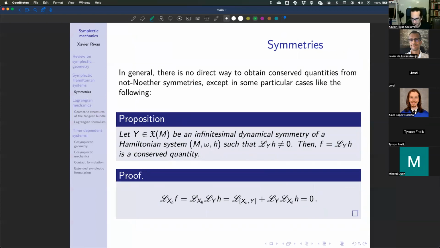And there is more. I mean, Noether's theorem doesn't close the problem of finding symmetries, because although in general there is no way of finding conserved quantities from non-Noether symmetries, there are some particular cases where you can. Okay, so for instance, pick an infinitesimal dynamical symmetry, just dynamical, preserving the Hamiltonian vector field, such that this is not 0. Okay, then this thing here is a conserved quantity. Actually, if it is 0, it is again a conserved quantity, but it's a trivial one. Doesn't have any interest. Okay, the interesting case is when this is not 0. And the proof is, well, just computing this thing here, and using the definition of the Lie bracket, you can check it.